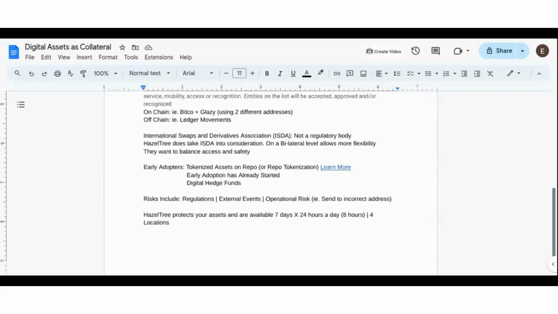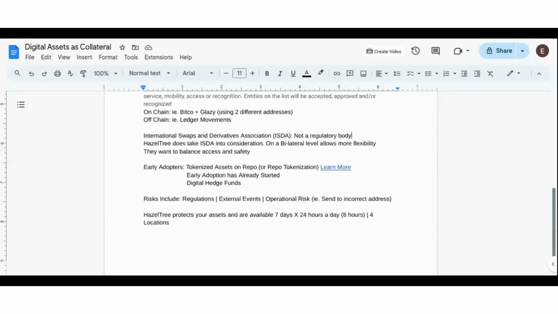Also, they put external events. As you have seen, these last 4 years have been very volatile, and there's always something new. It seems like every day, but at least every week, every month, something comes out of the blue. So companies are having to navigate this particular framework as well. Operational risk: again, like I mentioned above, you want to balance access and safety. One of those safety items would be making sure you send to the correct address.